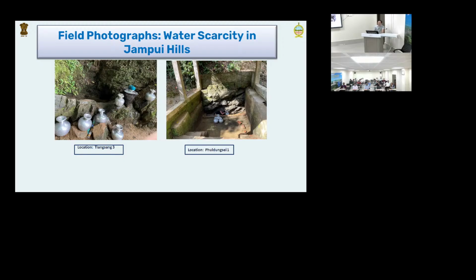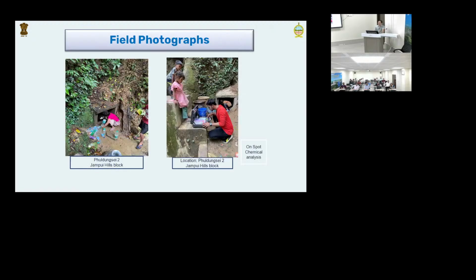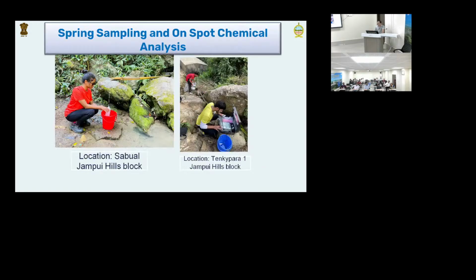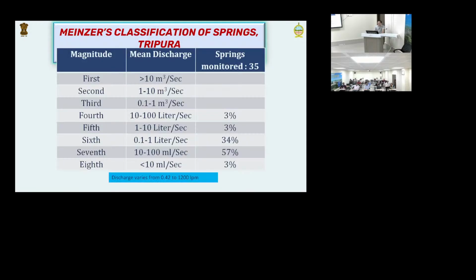In those areas, people are very much dependent on springs for drinking purposes, as shown in this photograph. I'll just show some field photographs. These are the actual field conditions. They have monitored and collected some samples. When we compare with Meinzer's classification, most of the springs in that area exist in the 7th magnitude. So we can see that in northeastern India, most of the spring discharge is not that high, but is in the lower part, that is, 7th magnitude.